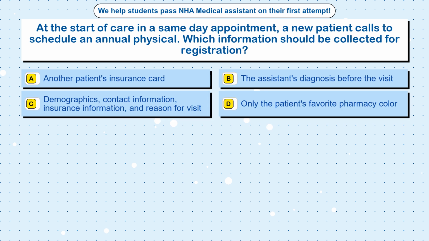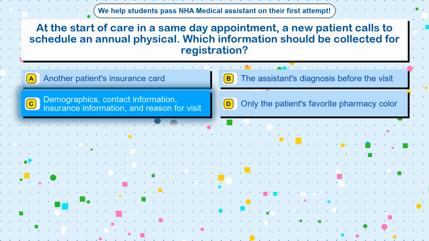Question 75. At the start of care in a same-day appointment, a new patient calls to schedule an annual physical. Which information should be collected for registration? Option A. Another patient's insurance card. Option B. The assistant's diagnosis before the visit. Option C. Demographics, contact information, insurance information, and reason for visit. Option D. Only the patient's favorite pharmacy color. The correct answer is option C.